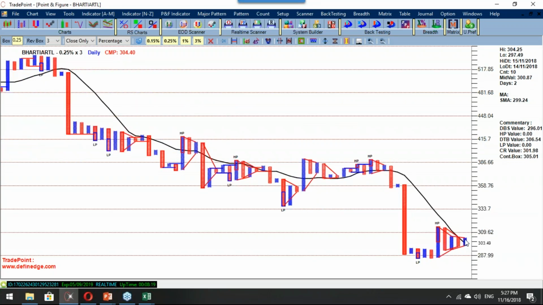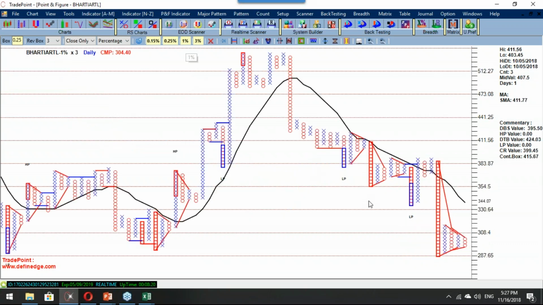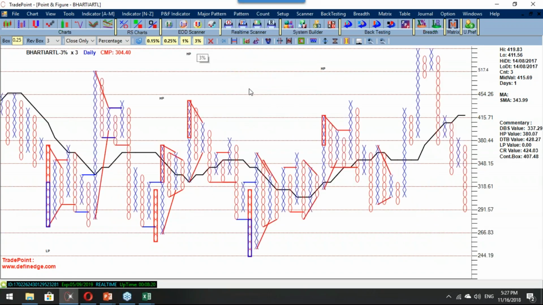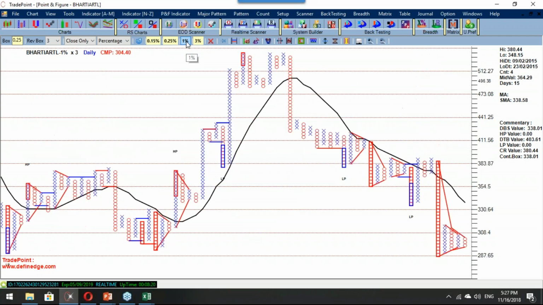So major consolidation. Yesterday, price closed above the moving average, and in 1% box size, again it's a triangle out there, and in 3% we have the score of -2 because price is below the moving average and the sell signal has been triggered. But I'm not too sure how many people would have traded Bharti on the long side.